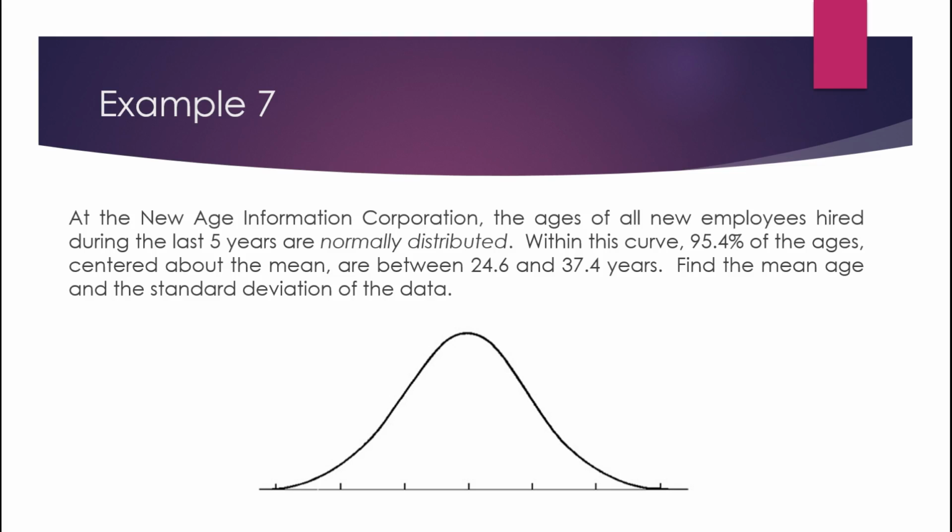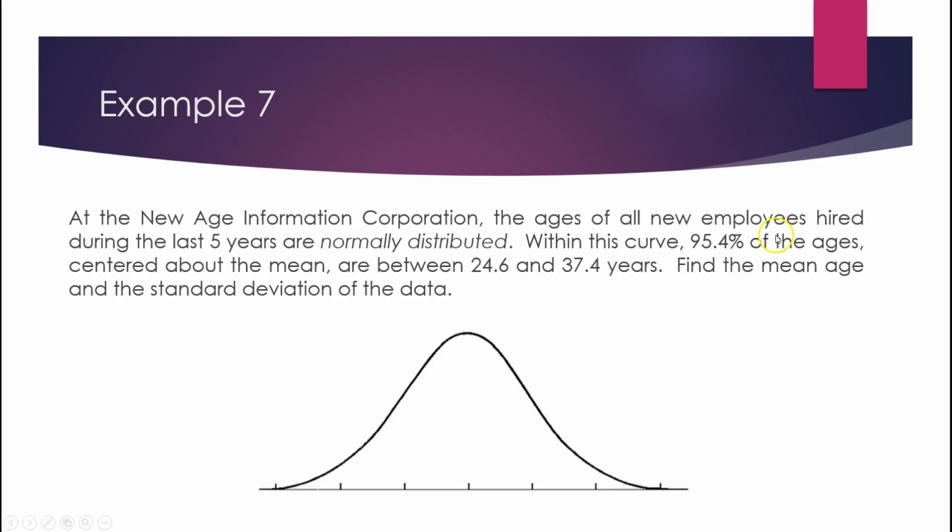Our last example here, this is a made-up example. At the New Age Information Corporation, the ages of all new employees hired during the last 5 years are normally distributed, which is very possible to be the case, but it depends on the position or the field. Within this curve, 95.4% of the ages centered about the mean are between 24.6 and 37.4 years. Find the mean age and standard deviation of the data.